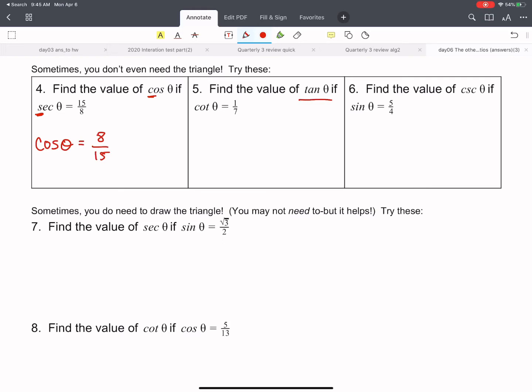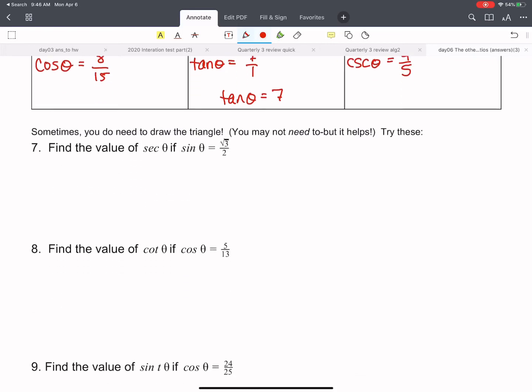And here they're asking you for tan, and they gave you cotan. They are reciprocals. So tan of theta is the reciprocal of that, 7 over 1, or just 7. Right? And then over here, sine of theta, they give you 5 over 4, and they're asking you for cosecant theta. Is that the reciprocal of sine theta? Yes. So cosecant theta will be 4 over 5.